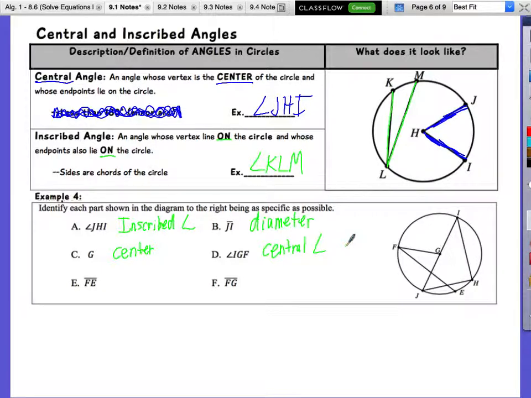FE is what? It's a chord. FE chord, that would sound weird. That would sound awful. That would sound like trash. Segment FG would be a radius. What are many radius? Many radii.